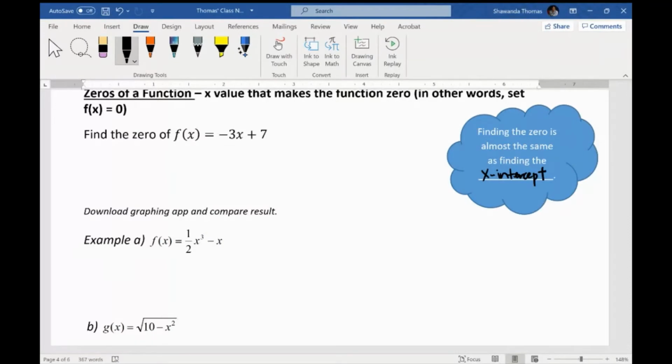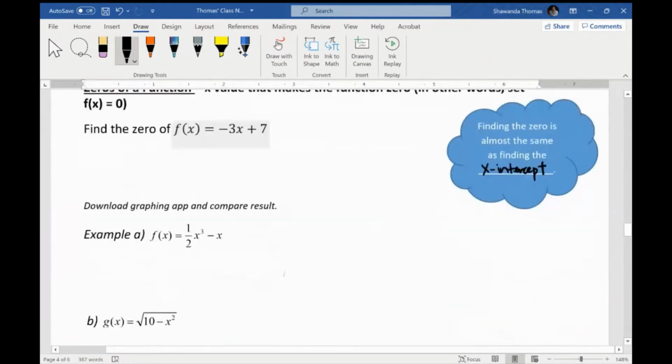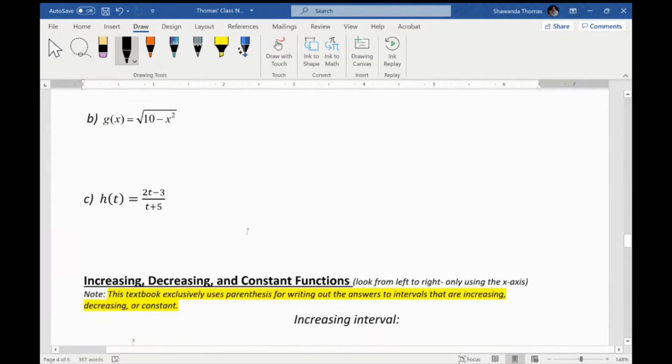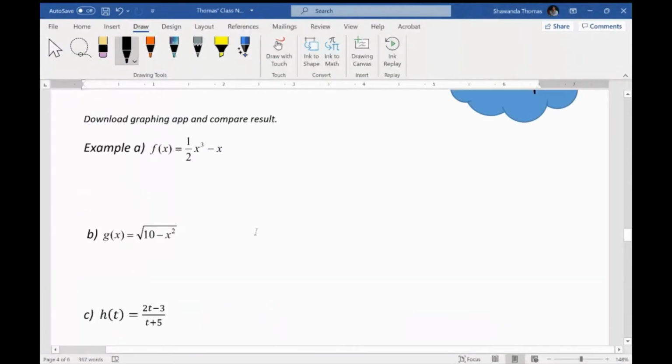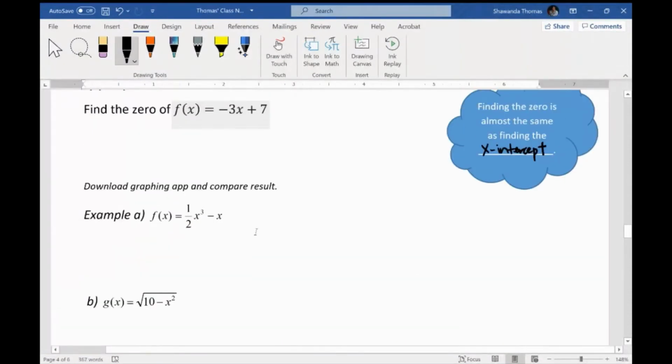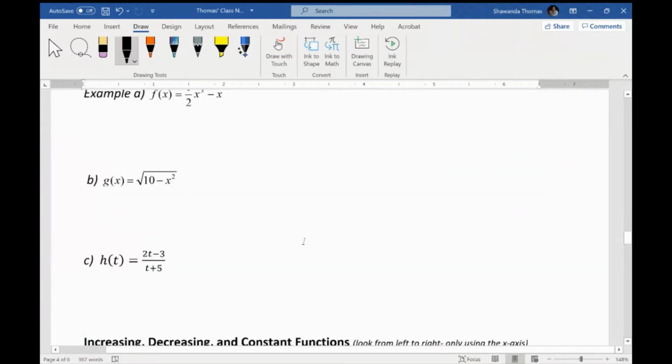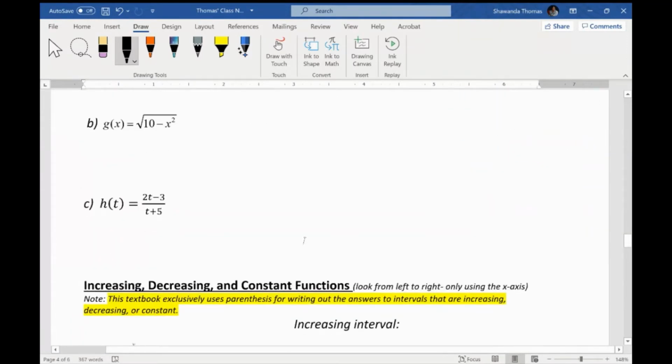So where did we end last time? Did we do A? We did A and B. We stopped at C. Okay, good. So as a reminder, what we are doing, we are finding the zeros of a function. So tell me what to write for C.